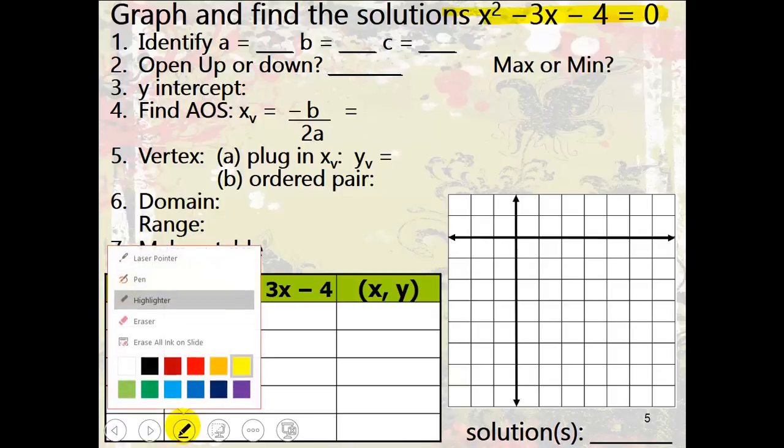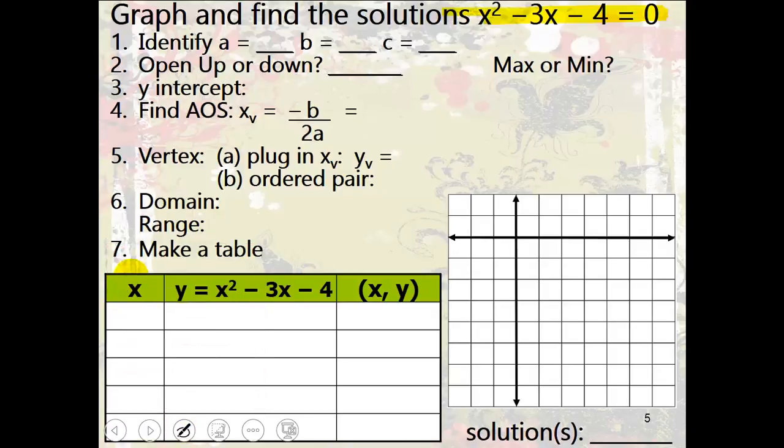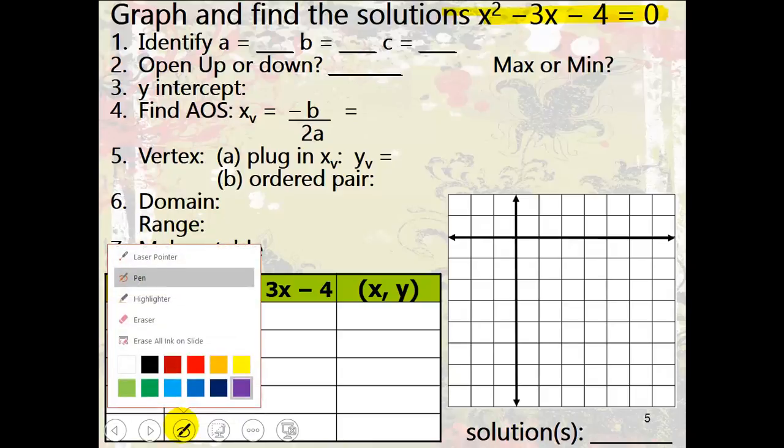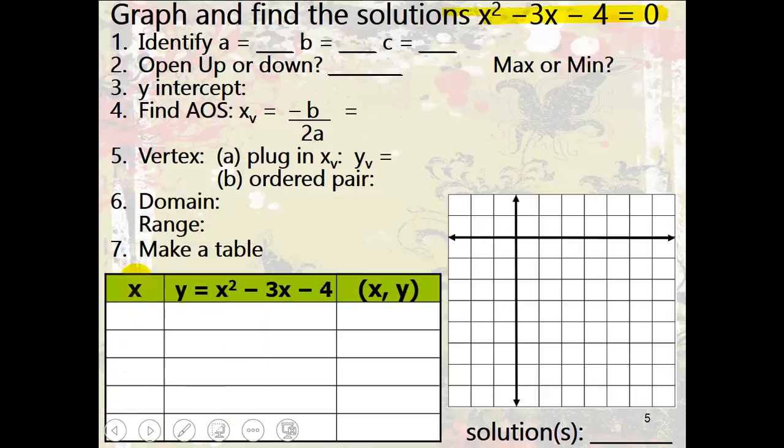All right. Let's see. A is 1, B is negative 3, and C is negative 4. Why don't you go ahead, hit pause, and fill in everything up to the table, so 2 through 6.